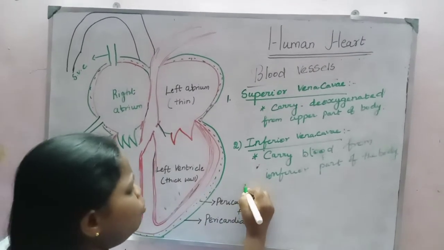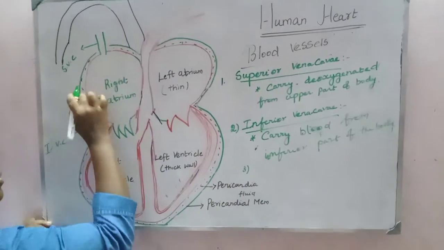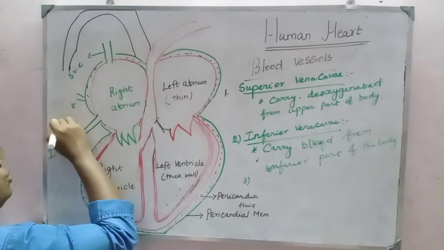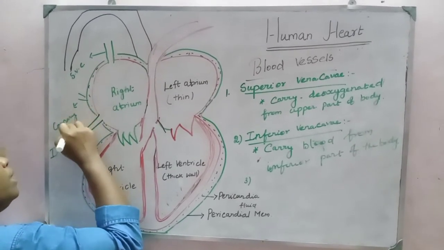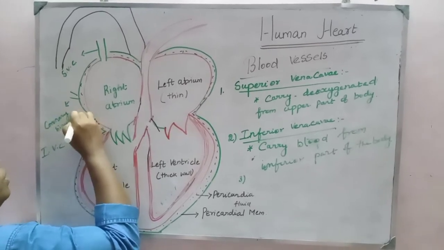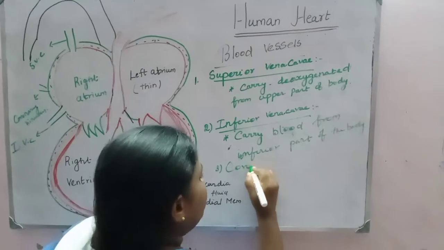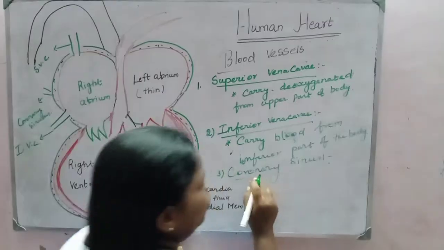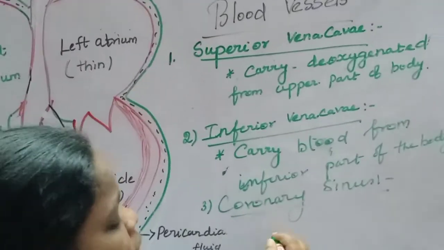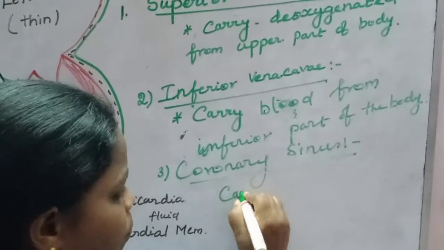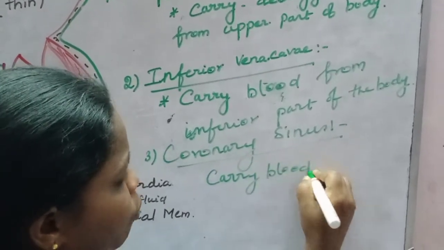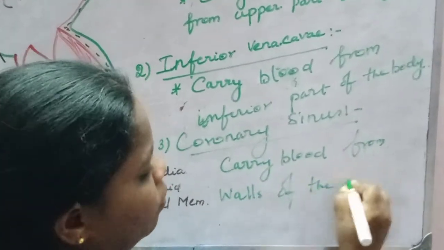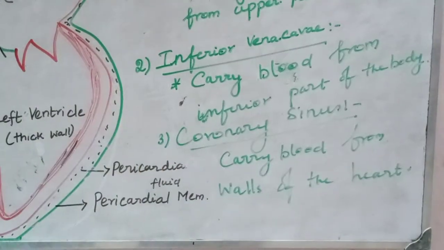And the third one is called the coronary sinus. See, this is called the coronary sinus. Coronary means heart. So, it carries blood from the walls of the heart. Okay. Walls of the heart. So, that is called the coronary sinus.